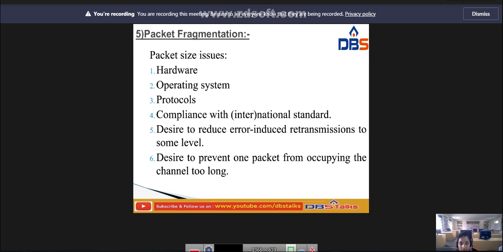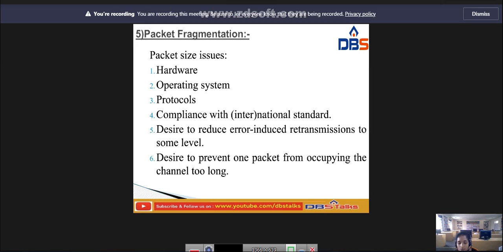Fourth, compliance with some international standard. Fifth, desire to reduce errors-induced retransmissions to some level. And the sixth one is desire to prevent one packet from occupying the channel too long. Okay, so these are the six packet size issues behind packet fragmentation.